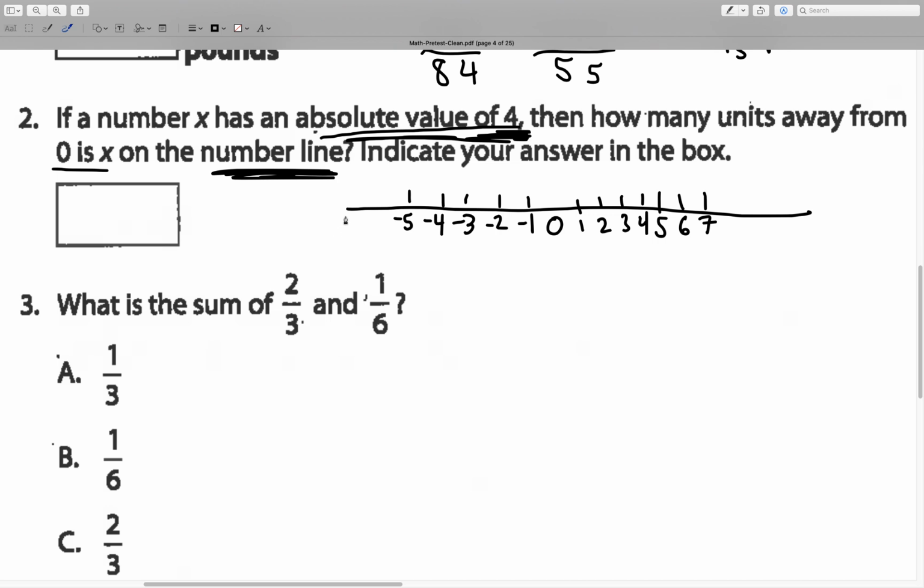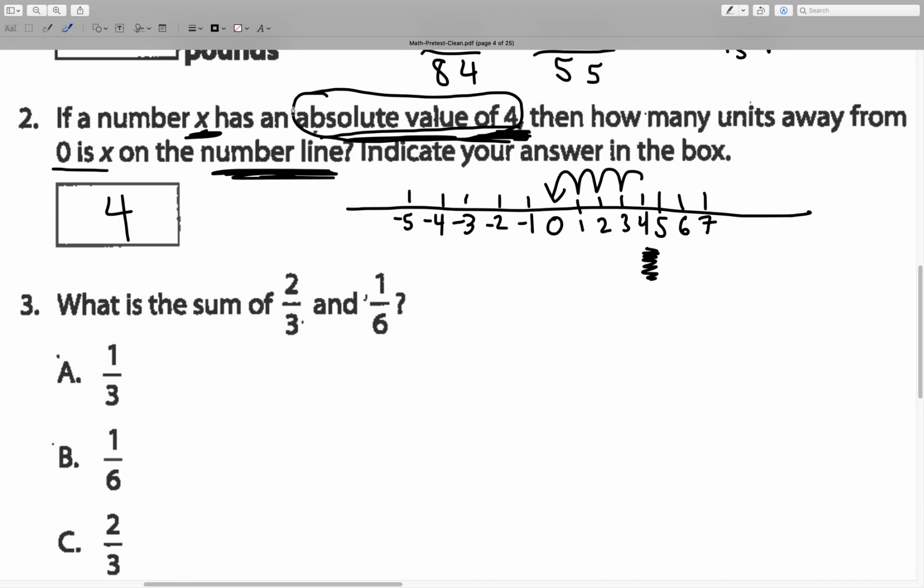All right. Let's go ahead and take a look at this. We're at 4. Let's say we're right here. And then how many units away from 0? Count with me, everybody. 1, 2, 3, 4. Exactly. It's that simple. The only terminology that they use here to try to confuse you is absolute value.